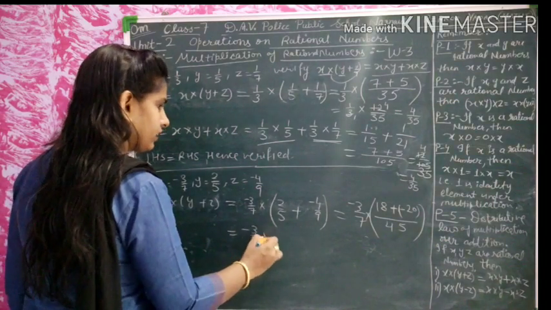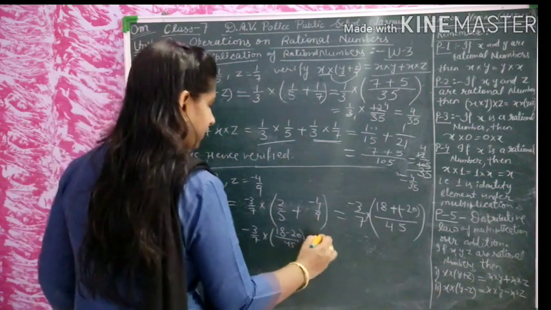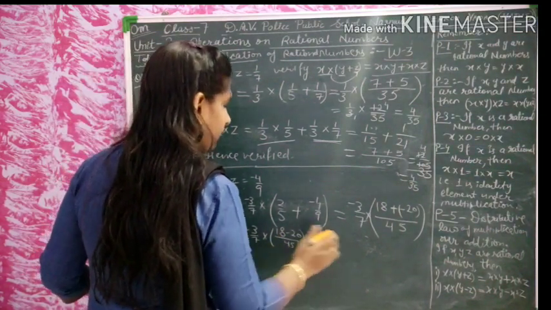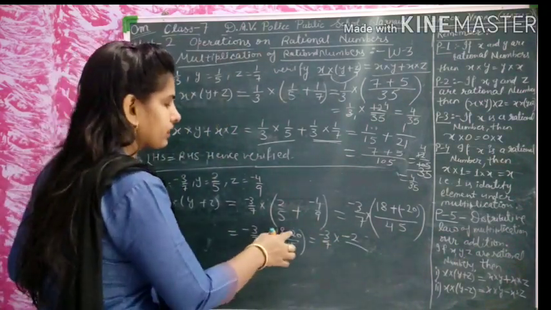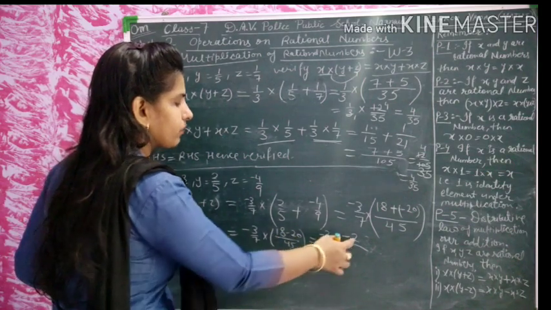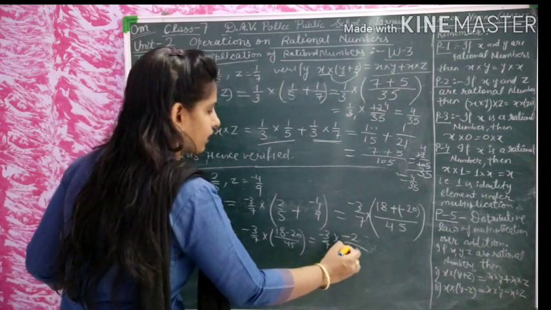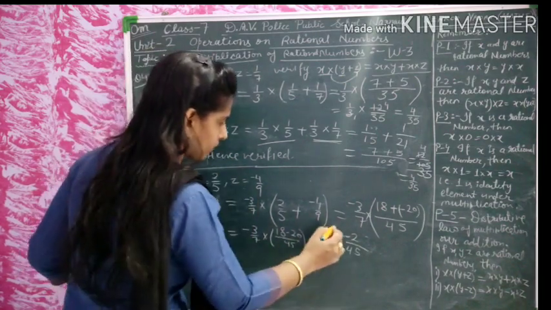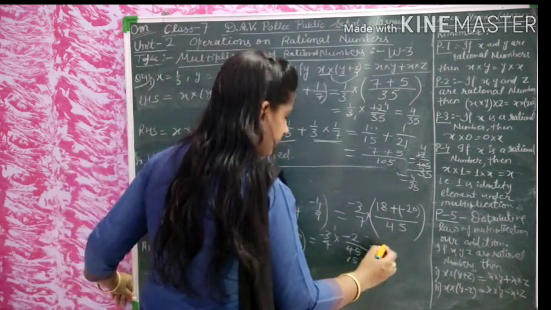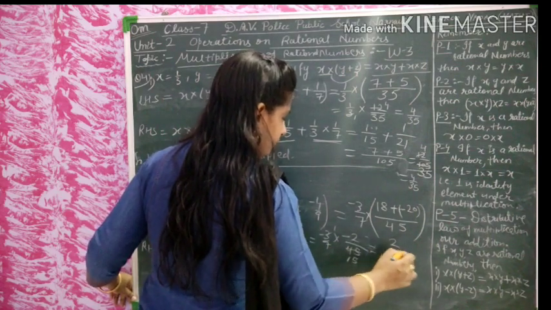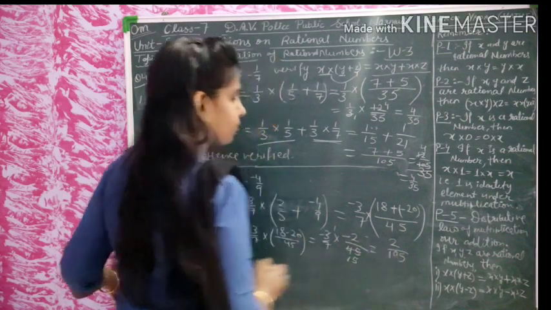We are solving minus 3 by 7 into 18 minus 20 divided by 45, minus 3 by 7 into, we will get here minus 2. Of two numbers with different signs, take the difference, 20 and 18, the difference is 2, and the greater number has the negative sign, so there is a negative sign, and there is 45 here. Now 5 ones are 5, 3 ones are 3, 3 ones are 3, 3 fives are 15. We will get the answer, minus and minus is plus, 2 ones are 2, and 7 fifteens are 105. 2 divided by 105.